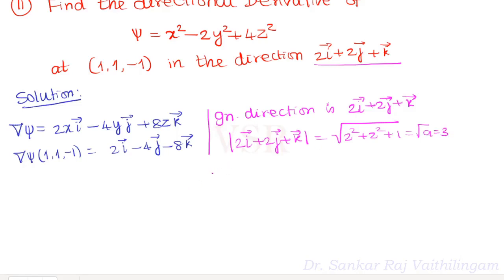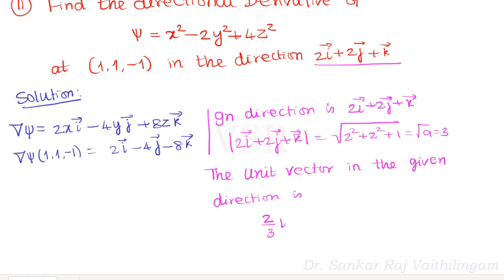அப்போ the unit vector in the given direction is யாரு? இது எல்லாத்தையும் 3ஆல வகுத்துறேன். அப்போ 2/3 i vector plus 2/3 j vector plus 1/3 into k vector. இதுதான் யாரு? a vector. அவ்வளவுதான். இனிமே என்ன பண்ணணும்? இது ரெண்டுக்கும் டாட் ப்ராடக்ட் எடுக்கணும்.